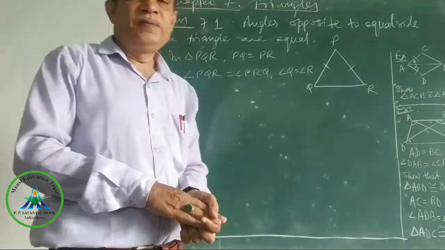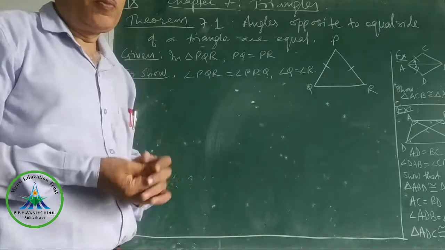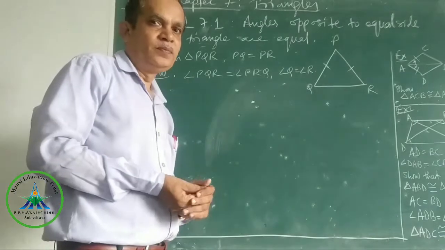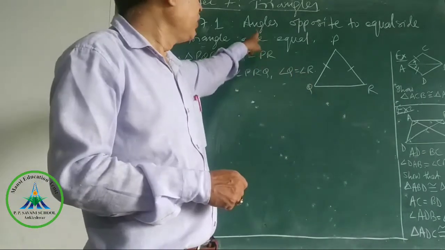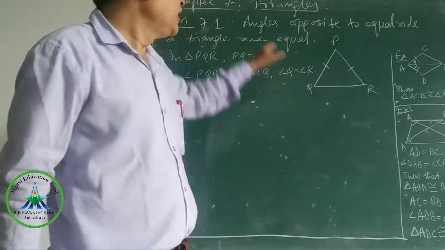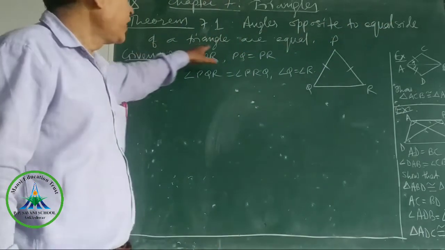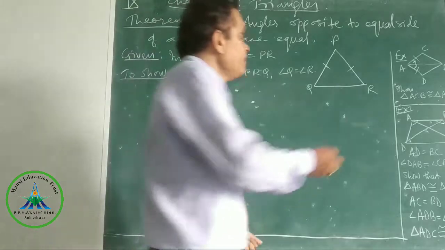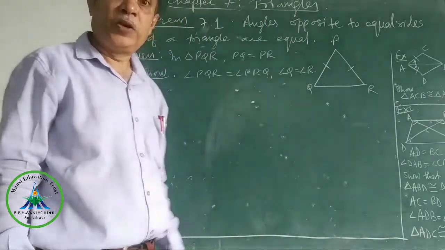Hey students, see, in previous class we wrote the statement of theorem 7.1, because all other theorems are cancelled in the syllabus. Only one theorem is there, right? That is, angles opposite to equal sides of a triangle are equal. Angles opposite to equal sides of a triangle are equal.